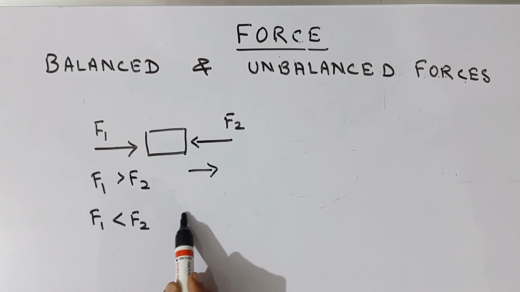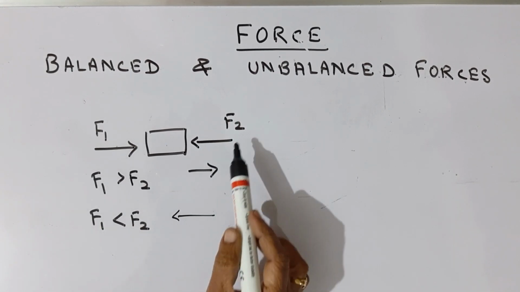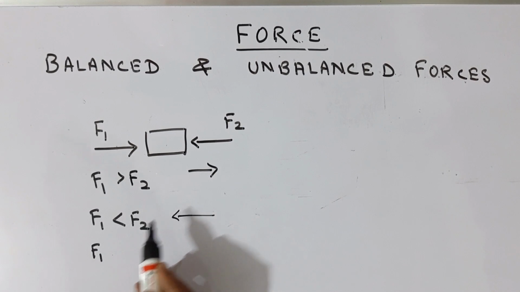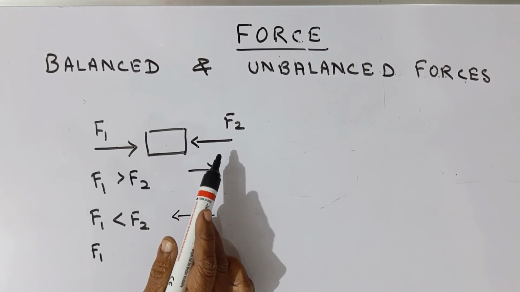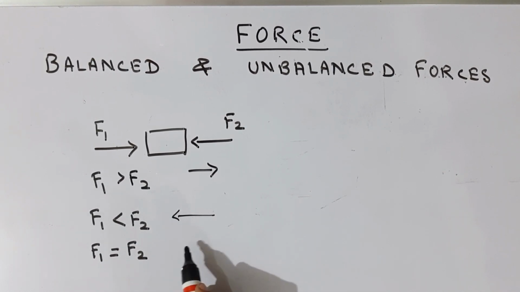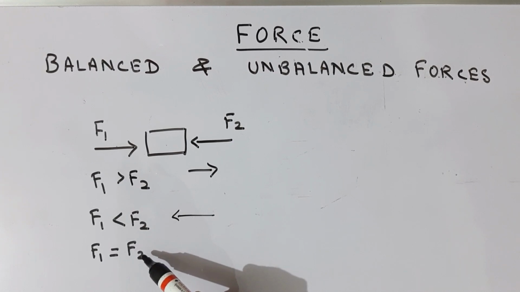The object will move in this direction towards left, or in the direction of F2. And the third case may be when the object does not move at all. It remains at rest, and that happens only when F1 is equal to F2. And in such case, we say that the forces F1 and F2 have balanced each other.